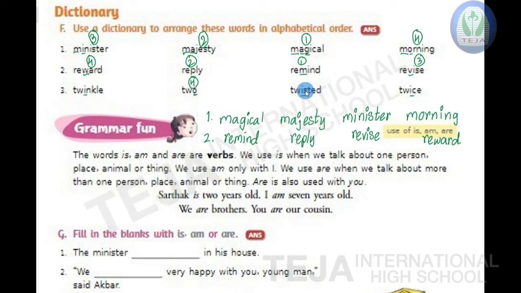Now see the remaining words here. The first three alphabets are similar. Now compare the fourth alphabet. It's N, S, C. So C will come before N and S. So the word twice is the first word. Next, second is twinkle. Then third one is twisted. And at last fourth word is two. Okay, now write the words, children.